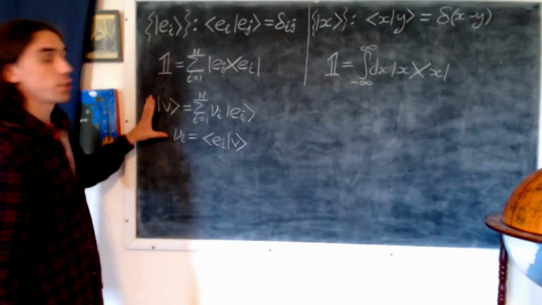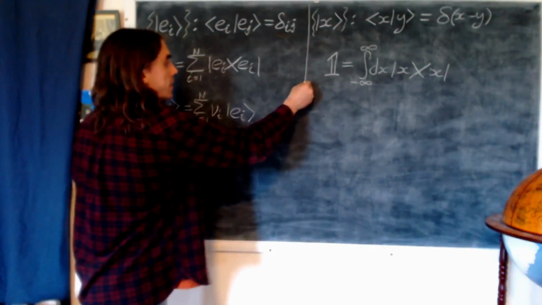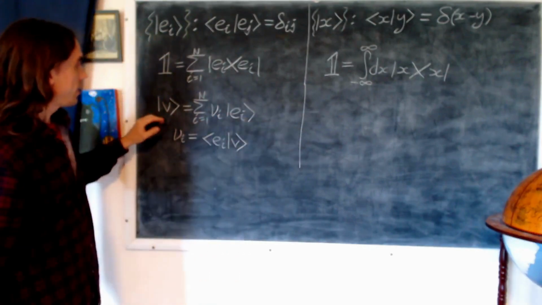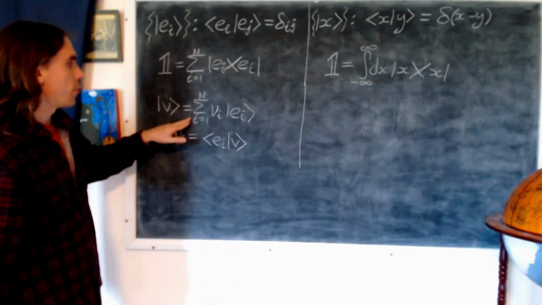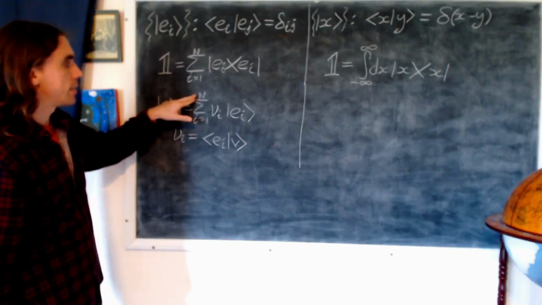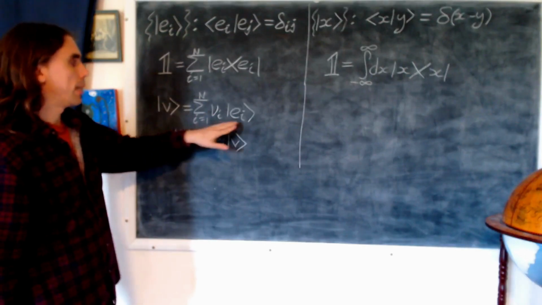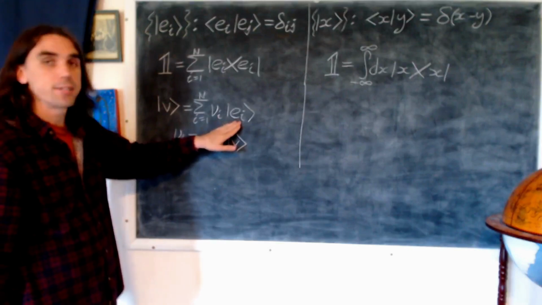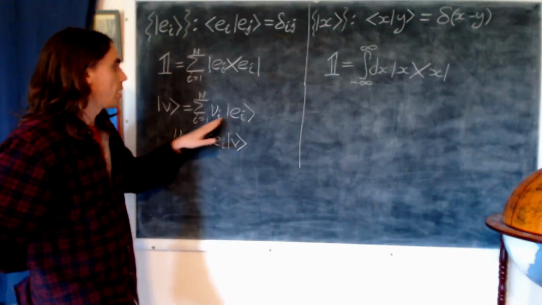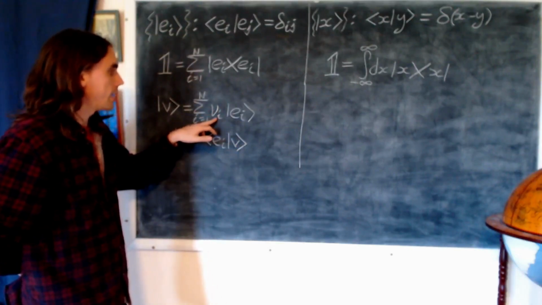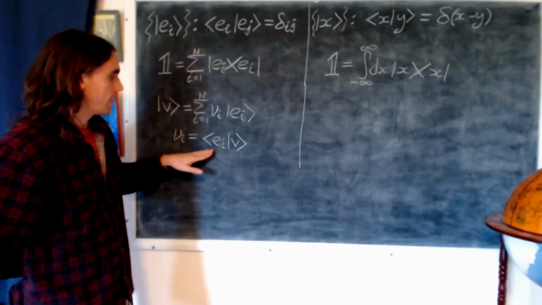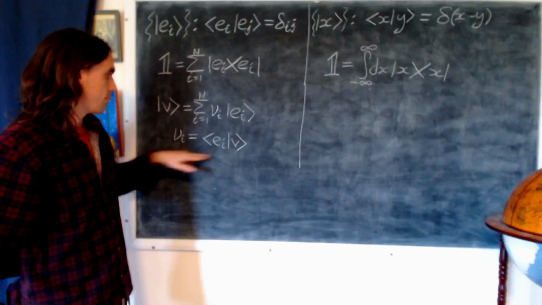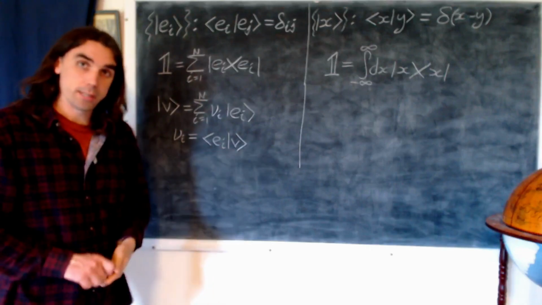In the finite dimensional case, let's keep all the finite dimensional stuff to the side of the line, we can express any vector in the space as a sum from i equals 1 to n, the dimension of the space, of the basis vectors multiplied by some coefficient v_i, and the coefficients v_i are given by the inner product of the basis vector with the vector v. The equivalent in the infinite dimensional case is this.